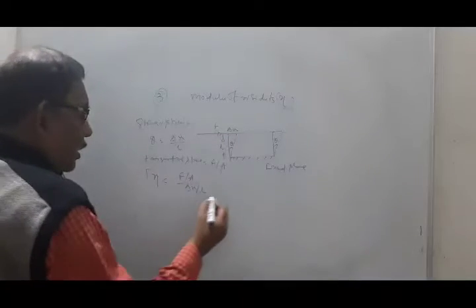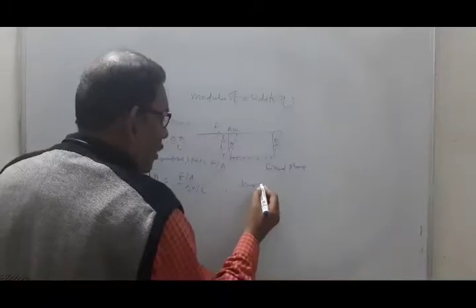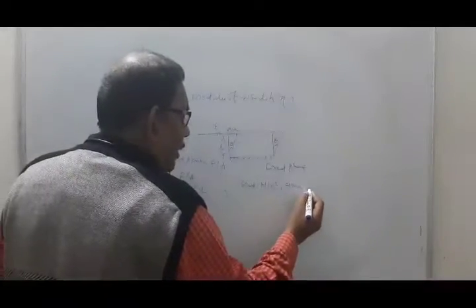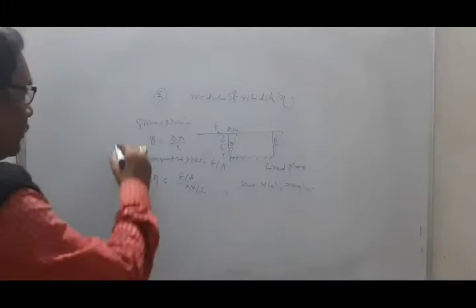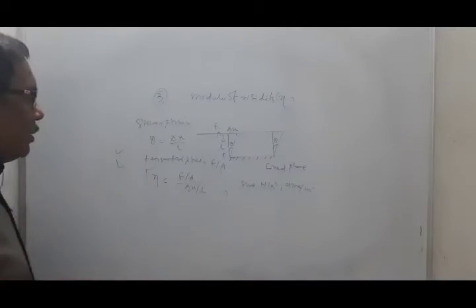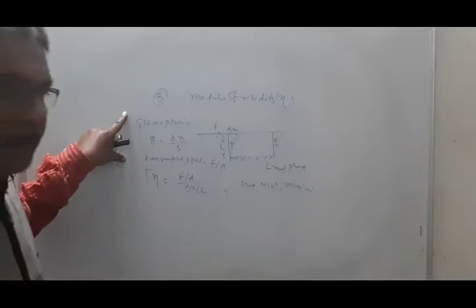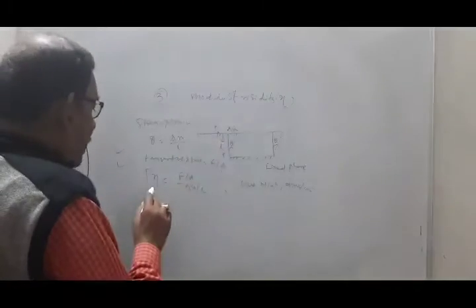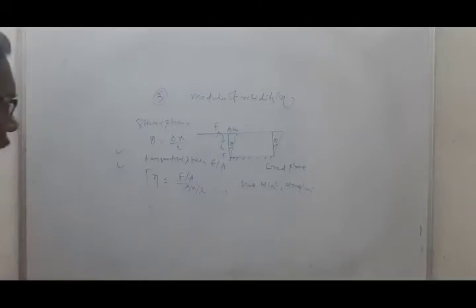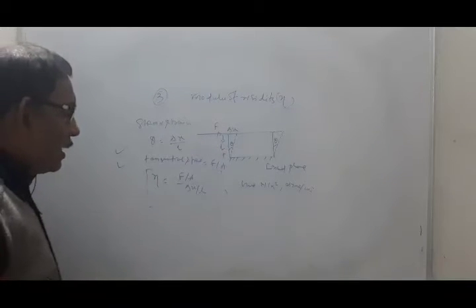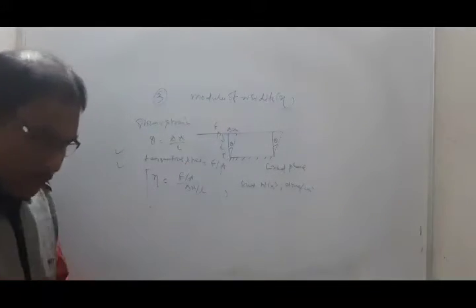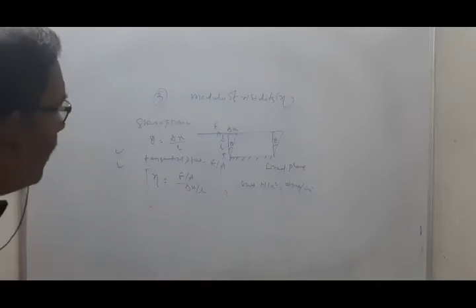Okay. Unit: newton per meter square and dyne per centimeter square. These two factors we already discussed in the previous class. So the modulus of rigidity, eta, is equal to F by A whole divided by delta x by L. It is your change in length. So these are three types of modulus.